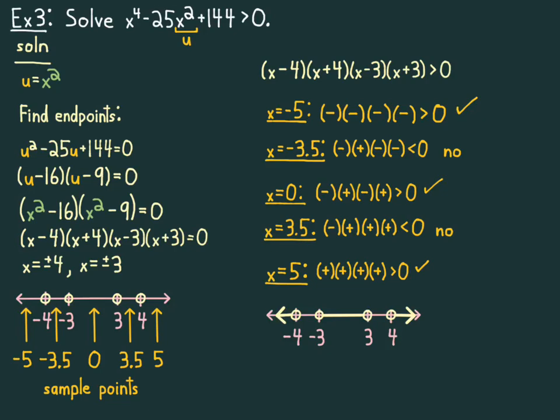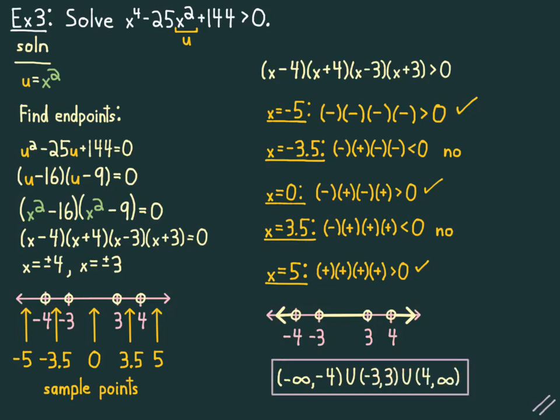There's 3 of them. And so I need to, starting from the far left, which is negative infinity, working all the way over to the far right, which is infinity, write these 3 intervals with unions between each of them. Right? Union, union, right? And that's what I get. And notice they're all parentheses. That's because it was greater than 0, not greater than or equal to 0.